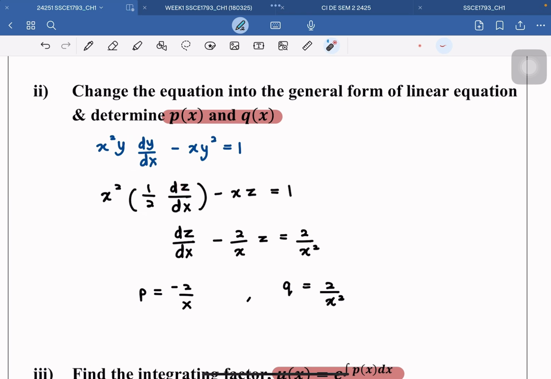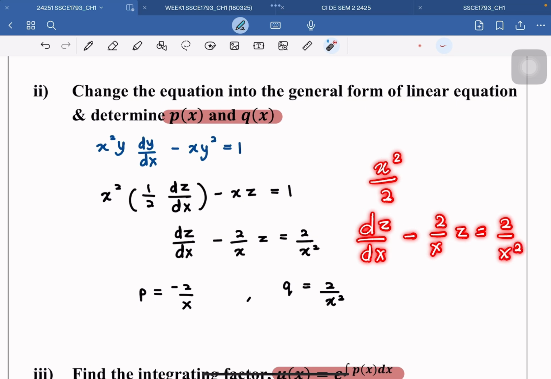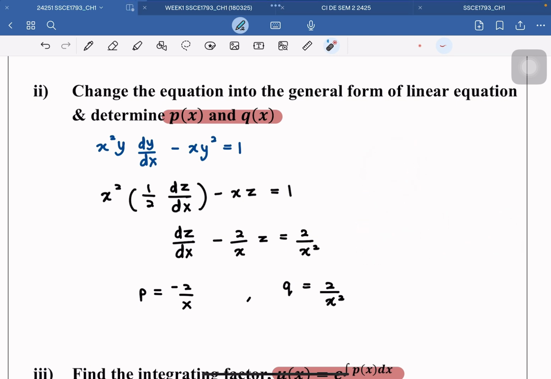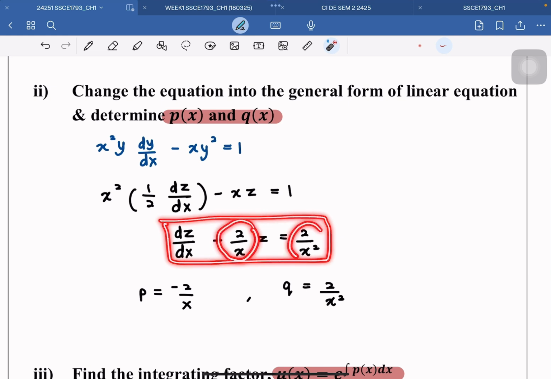Okay, after you substitute the dy over dx, you have to divide all the equations with the x square over 2. So you are going to have dz over dx minus, so you have to divide with the x square over 2 throughout the equation. So the first term becomes dz over dx minus 2 over x z equal to 2 over x square. Okay, so divide it by using the x square over 2.